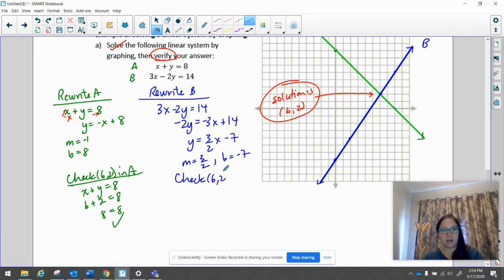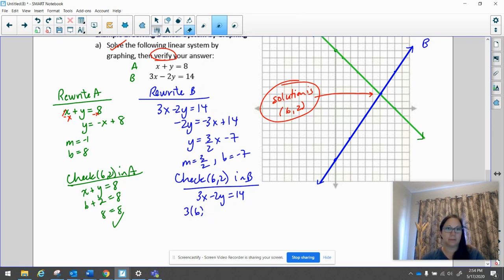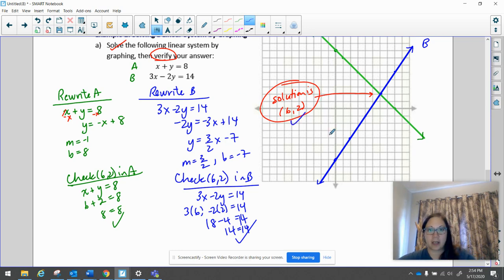Now we're going to check (6, 2) in equation B. So that's 3x minus 2y equals 14. So 3 times 6 minus 2 times 2. Is that equal to 14? So I get 18 minus 4. Is that equal to 14? And yes, 14 is equal to 14. So it works in both. So now I'm 100% sure my solution is correct.